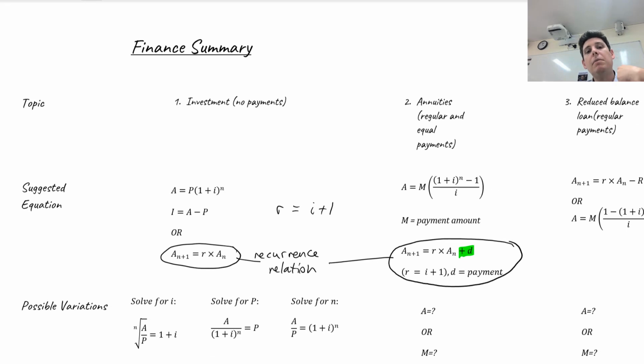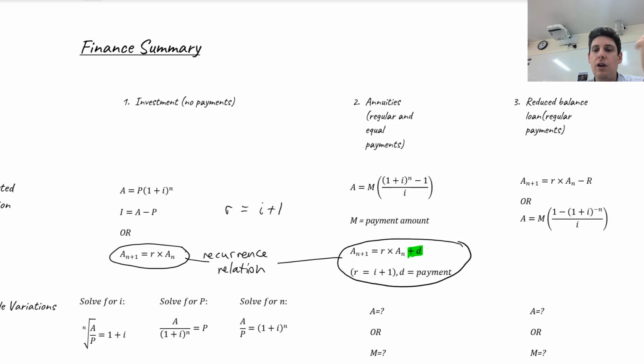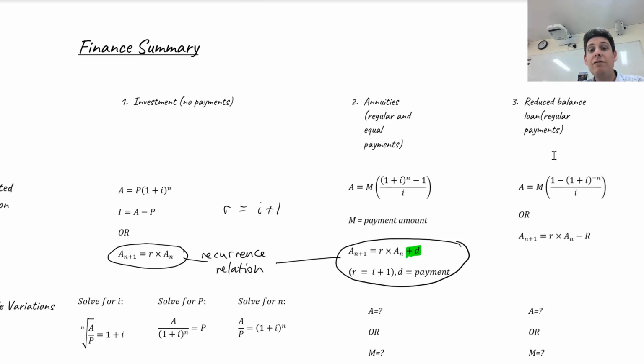So instead of regular payments into something to increase it, we're putting regular payments in to decrease it. So often this is a loan situation. So we're trying to buy a car or a house. And so again, we could use a recurrence relation, similar to the last two topics, or we can use this formula. It's often referred to as the present value formula.